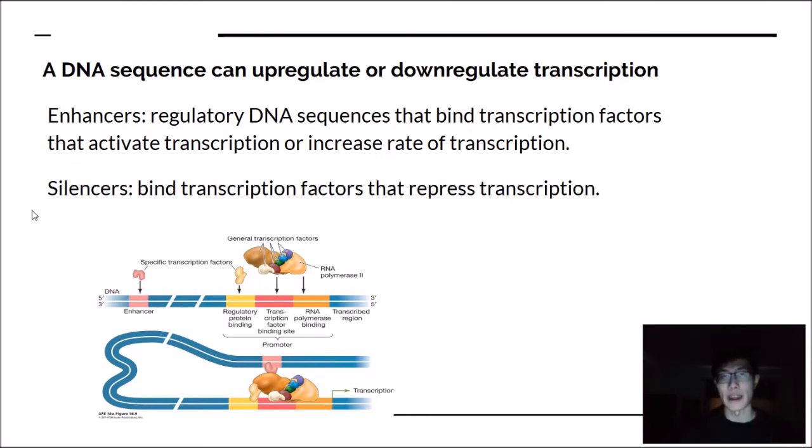Whereas on the opposite hand, we have silencers, and they operate in a similar way to enhancers, but by binding to transcription factors, they repress transcription levels. So these are basically sequences of DNA through mediation by transcription factors, for instance, that can help regulate transcription levels and ultimately gene expression.